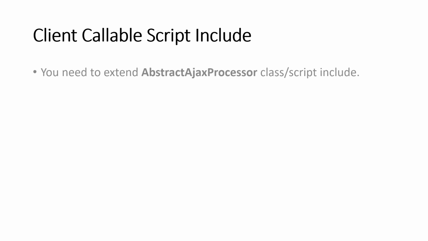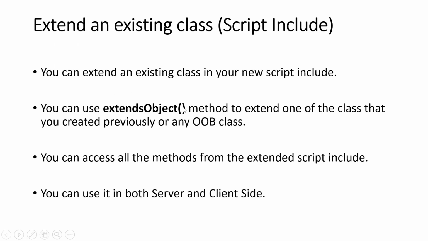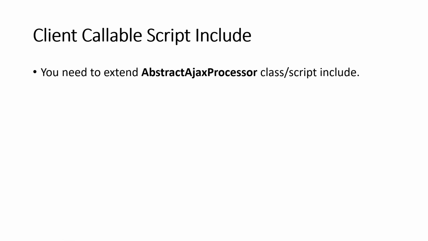Client callable script include: the script include that can be called from the client very simply. You need to extend the AbstractAjaxProcessor class script include. So what do I mean by that? In the previous slide, we saw that extendsObject is a method by which we can extend a class. Now this AbstractAjaxProcessor class, or script include, is what you need to extend so that you can call the script include from the client end.